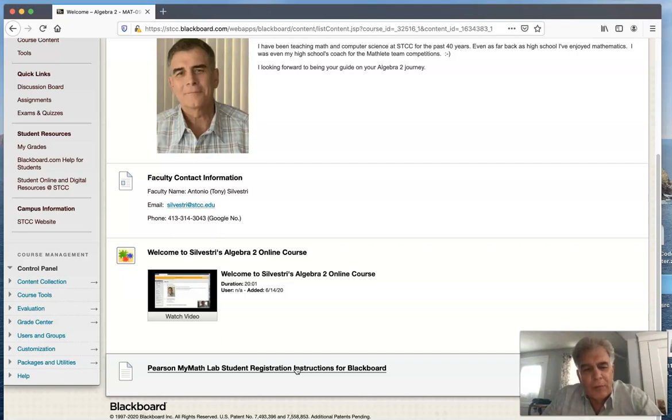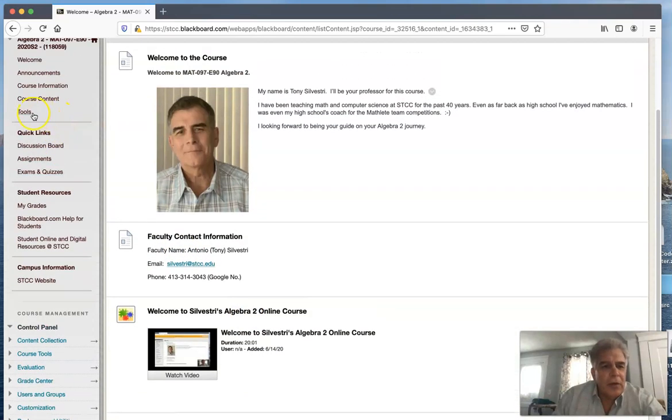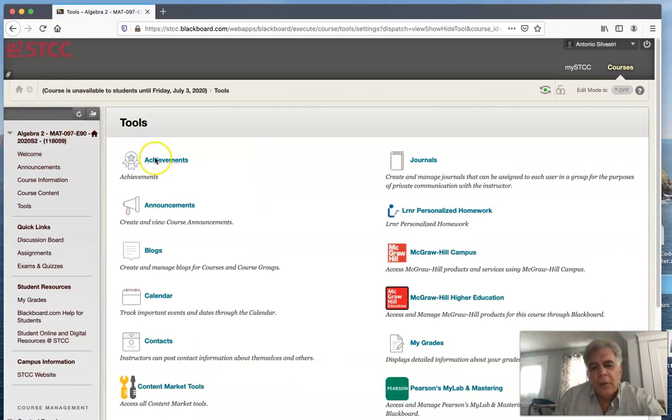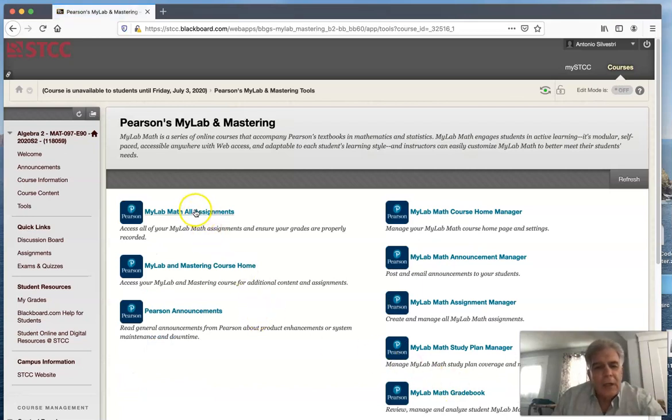Right now we're in front of Blackboard. You have to link it to the MyMathLab account. The way you do that is you can follow the instructions given here, but basically those instructions tell you to go to Tools, then Pearson, MyLab, and Mastery, and click on that. Then you're going to click one of these three elements here, MyLab Math All Assignments. Now, if I click it, you're going to see something different because I'm the instructor.